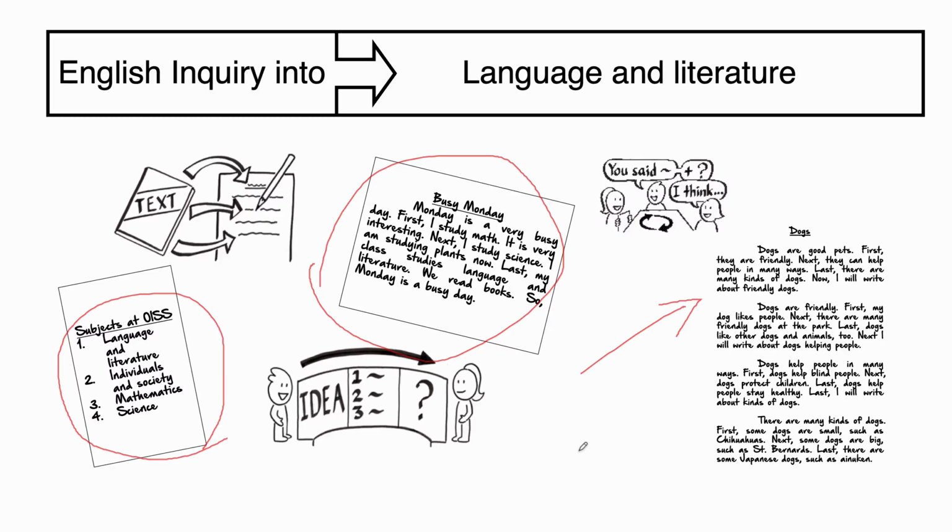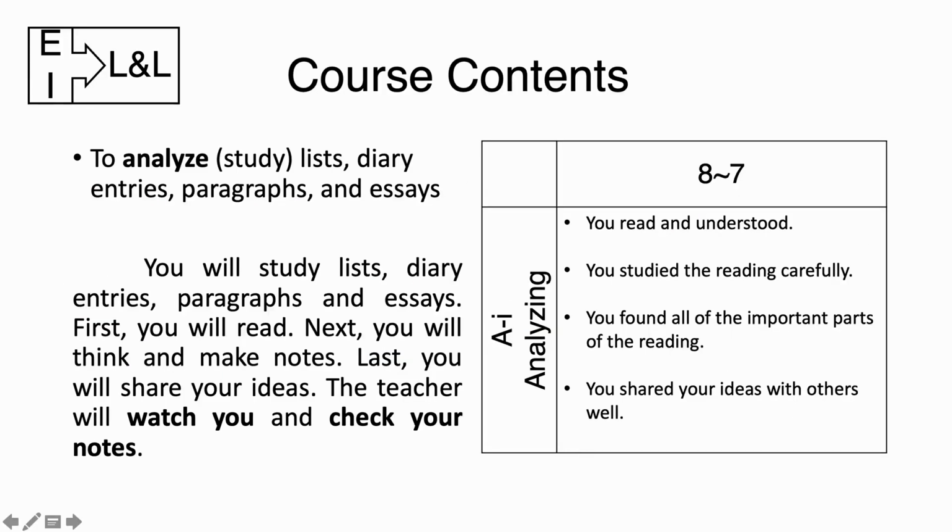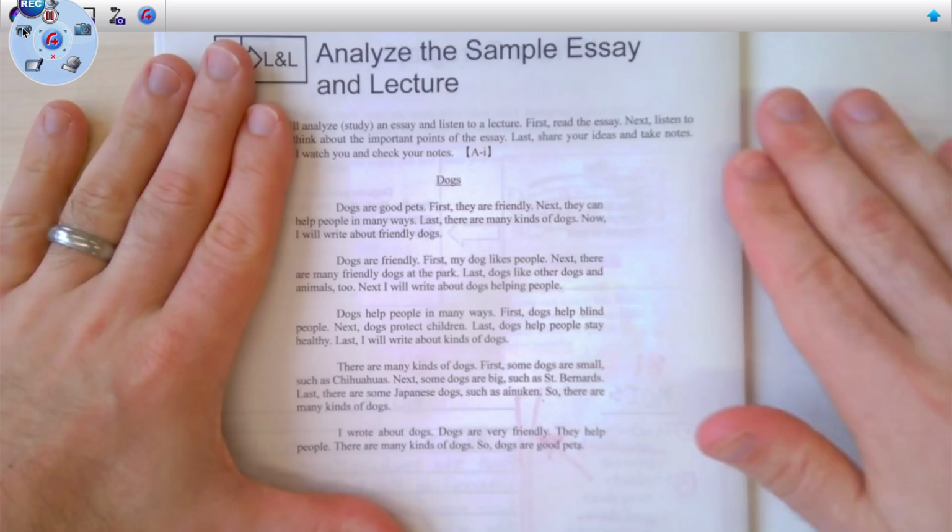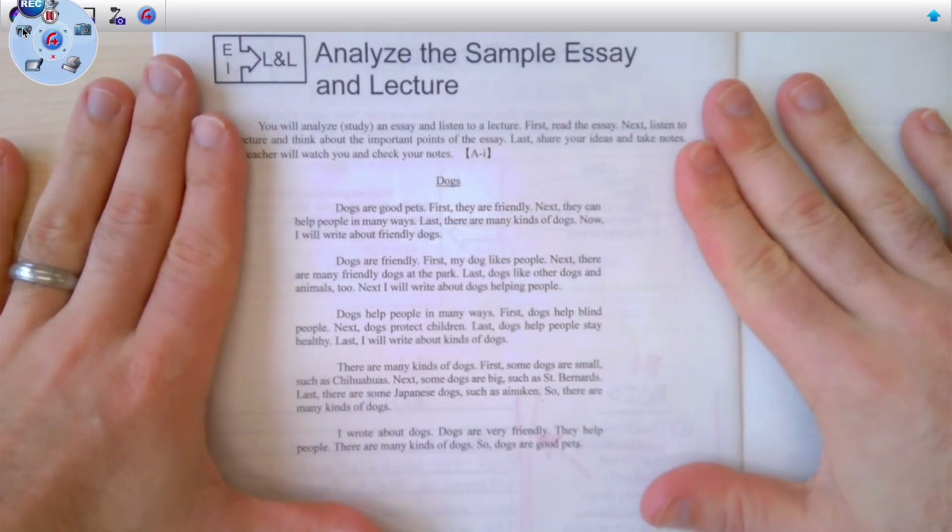So the first thing we need to do is analyze our sample essay. First, let's check the rubric. There are 4 points. First, we have to read and understand our essay. Then, we have to study our reading carefully. After that, we'll have to find all of the important parts of the essay. Finally, we'll need to share our ideas with others. For this analysis, we will analyze and listen to a short lecture. Let's start our analysis.